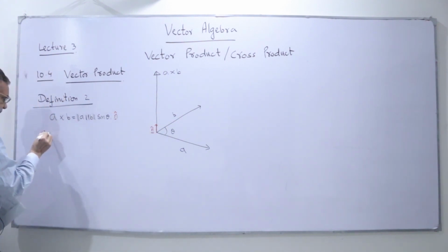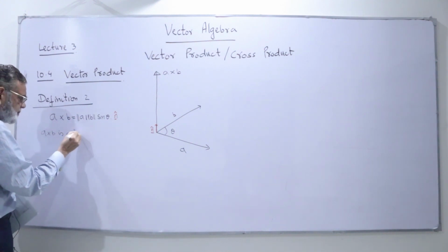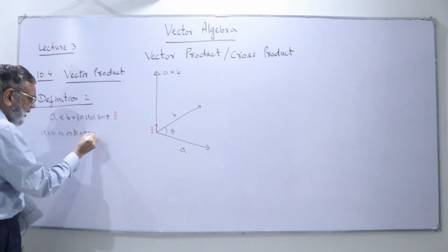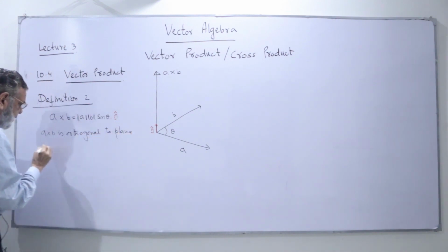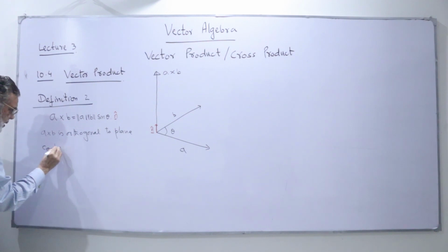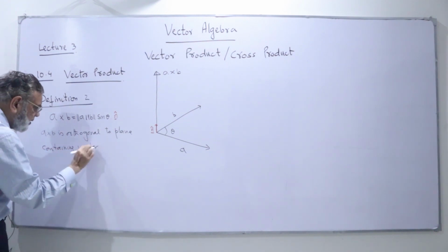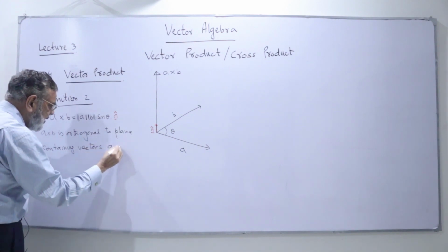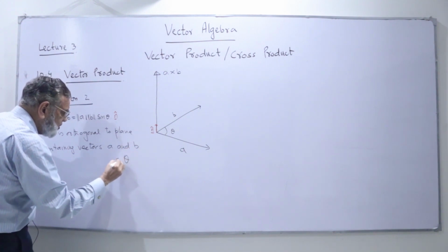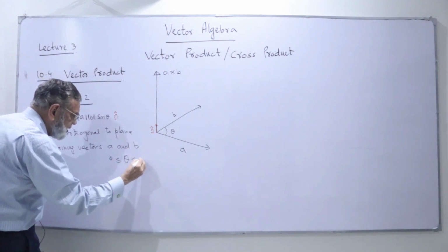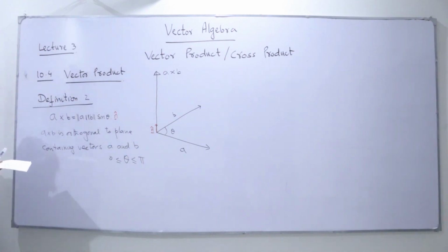A cross B is orthogonal to the plane containing vectors A and B, and our angle theta is between 0 and pi. This is the domain of theta. It is from 0 to pi, and this is our cross product.